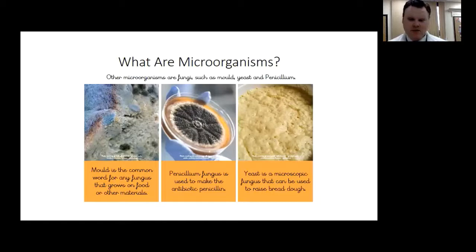Yeast is a microscopic fungus that can be used to raise bread dough. What happens is, as the yeast consumes the sugars in the dough, they give off a waste gas called carbon dioxide, and this gas is what you find in your bread when you see those little gaps, those holes. That's where the gas has been given off by the yeast, which caused the bread to rise.